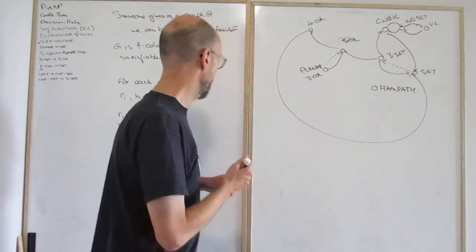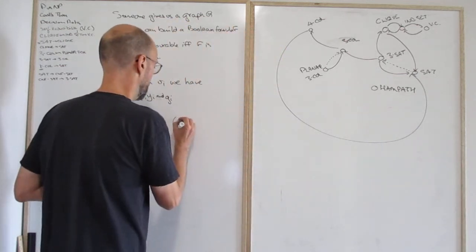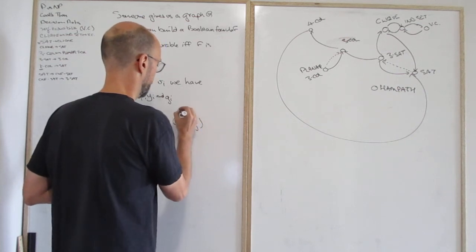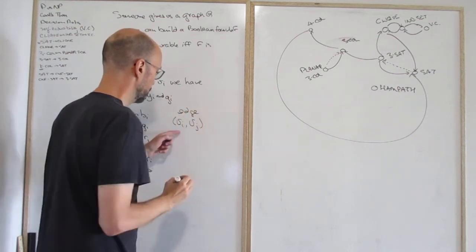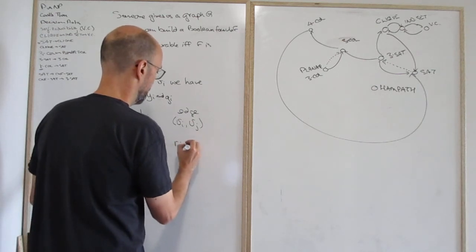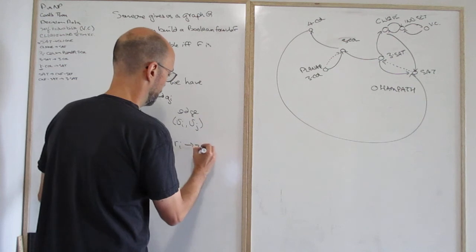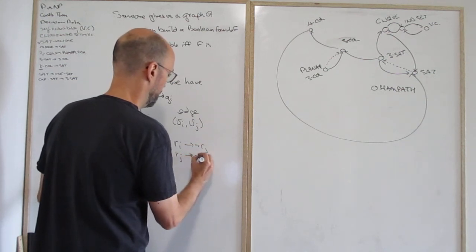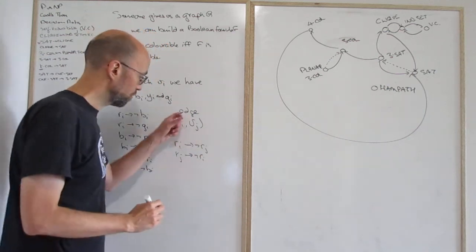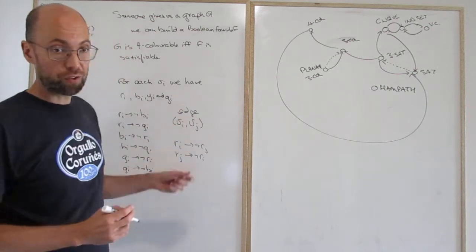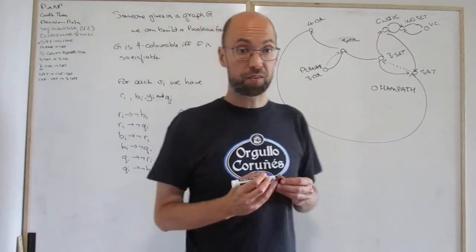And then for each edge Vi, Vj, you write Ri implies not Rj, Rj implies not Ri. You just write out the little formulas that say, if you have an edge, it's not true that these 2 vertices are the same color.